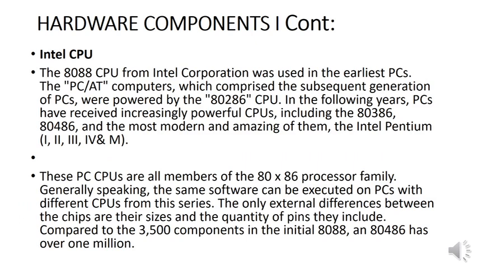Then they are trying to tell us about the types of CPU here. They said the CPU from Intel Corporation was introduced. So in the following years, the PC received increasing power, and the PC CPUs are all members of what? The 80x86 processor family. Like that, like that. So these are just types of processors.